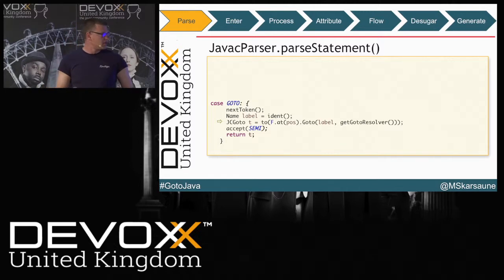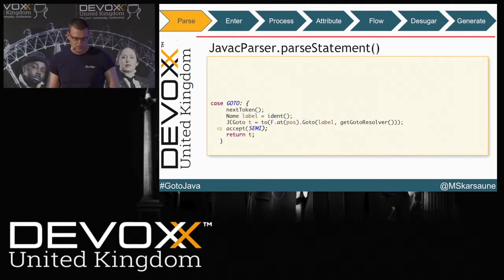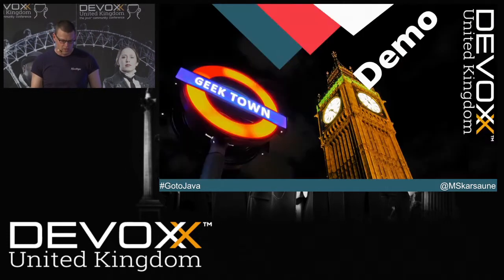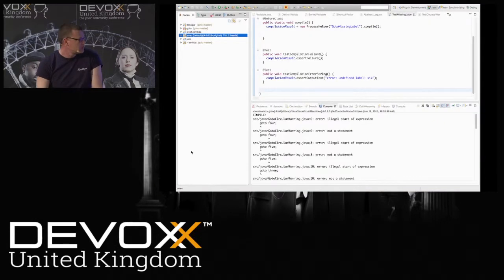Then there's some code that's a little bit hard to read, but it's basically calling a factory that again calls the constructor of this new node. And then we require the next token to be a semicolon, and we return it back into the tree. So we can stop a little bit here and take a look at it.